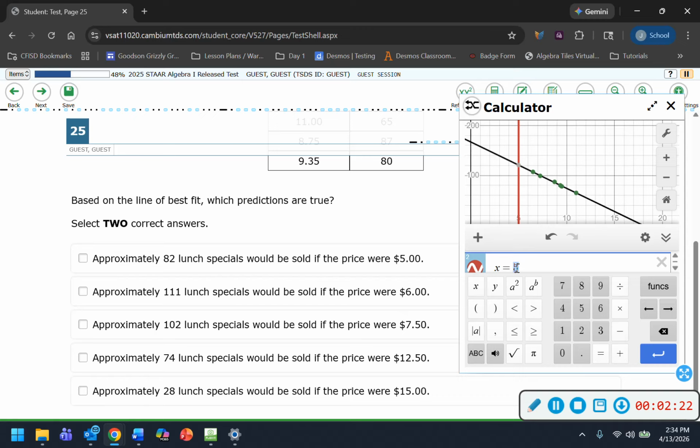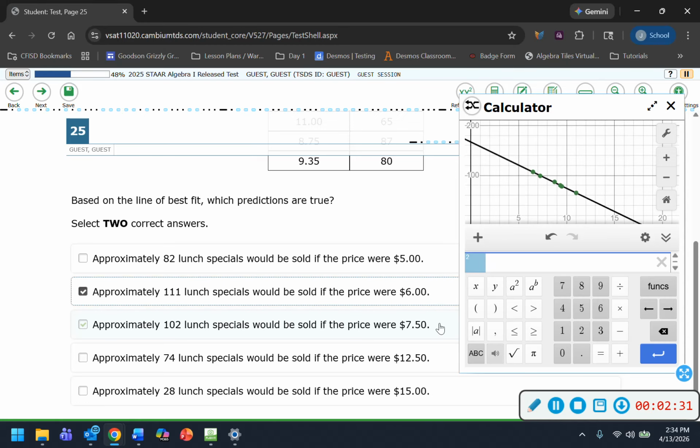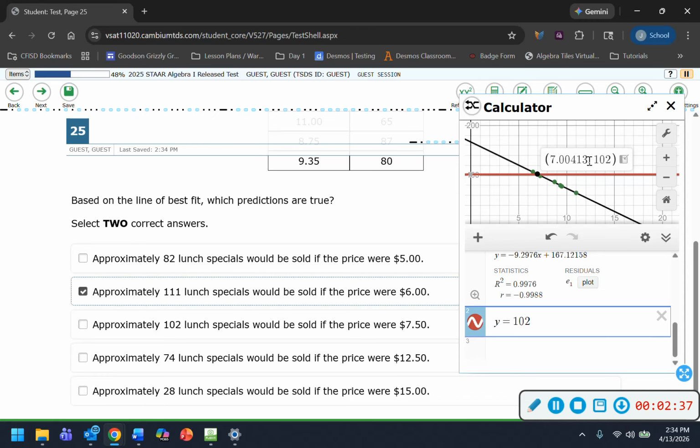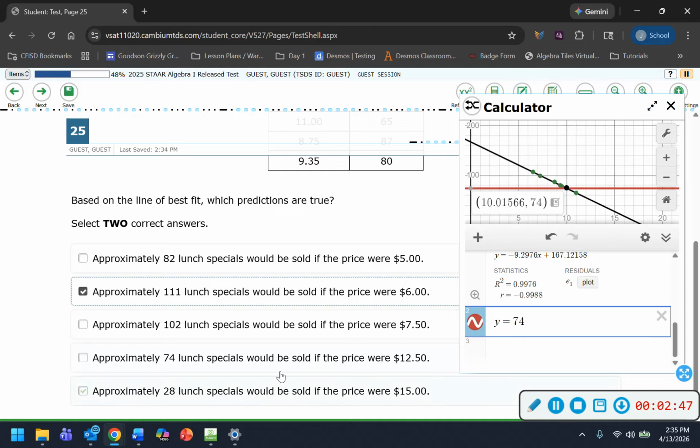Next one, if the price were $6, it says about 111 people. So that clearly works. And we can also do these in reverse. If I know that I'm looking for 102 people, that's my Y value, I can click and see what the price ought to be. So for 102 people, $7 would need to be the price. Or for 74 people, $10 would need to be the price. Both of those weren't quite right. This one was pretty close, and I might come back and pick it.